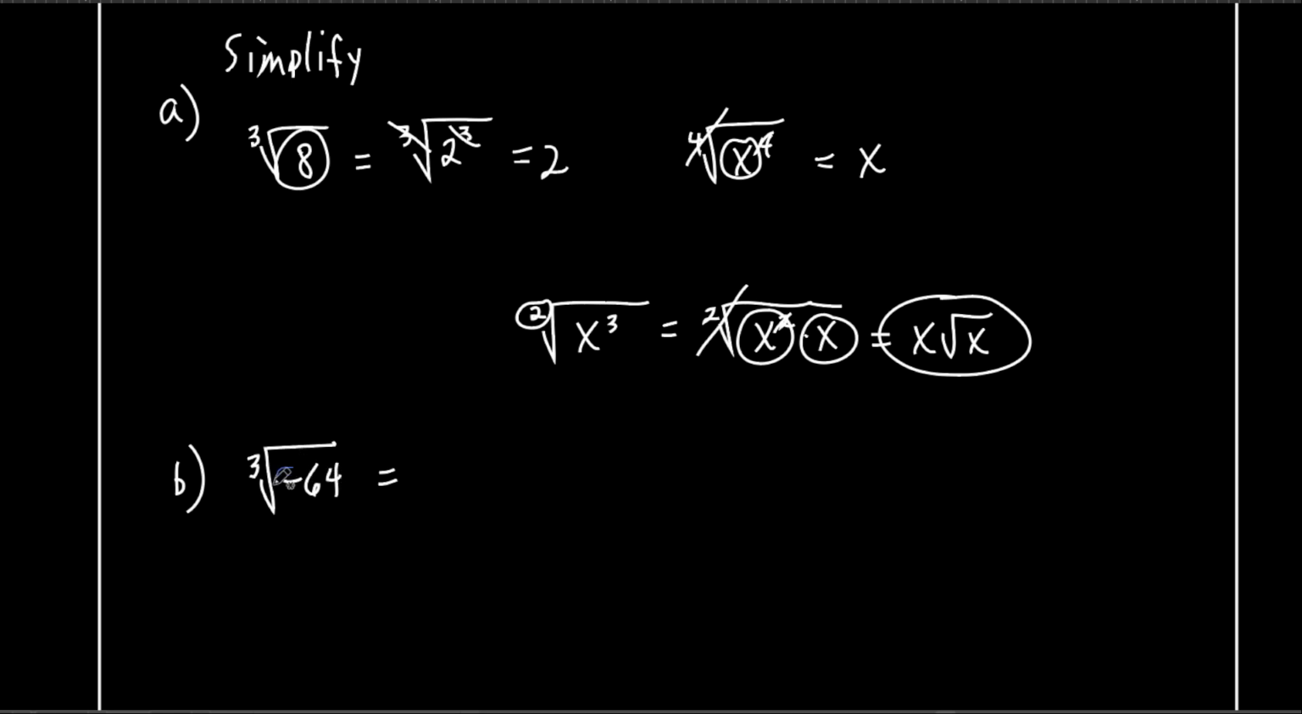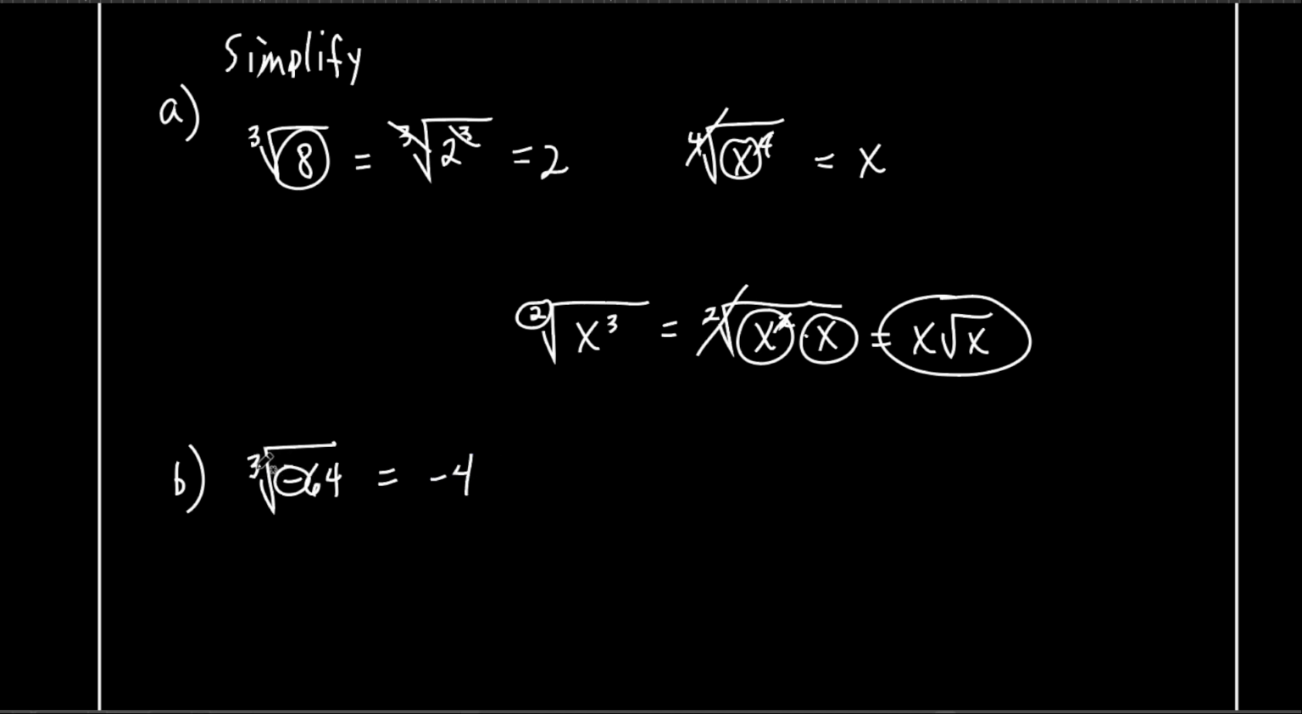But we have a negative right here. So what we're asking, again, is what times what times what? Something multiplied by itself 3 times equals negative 64. Is it negative 4? Let's try it. Negative 4 times negative 4 is positive 16, times another negative 4 is negative 64. Does that work? Absolutely.